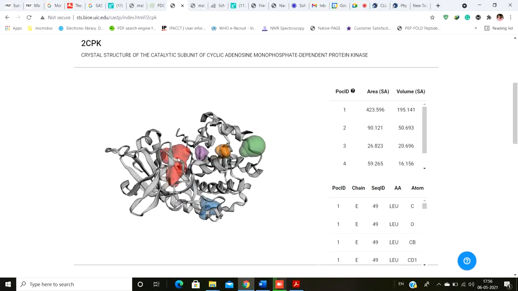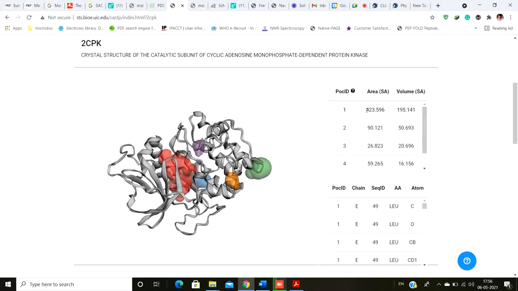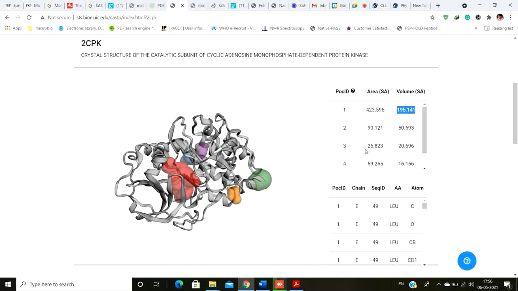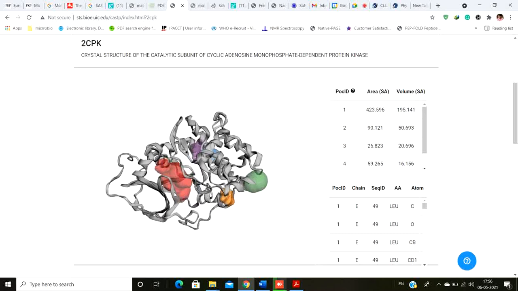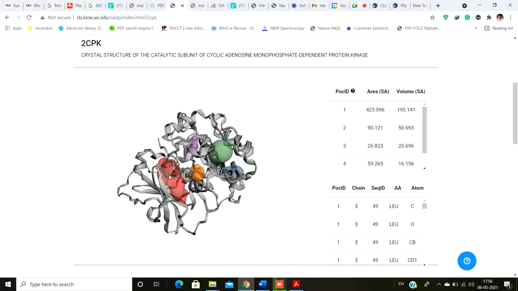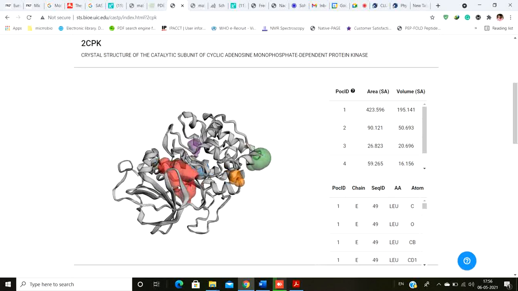Now the first pocket, obviously the red region, has an area of 423.56, and this is the volume, in cubic angstroms. Obviously, if you want any ligand to bind here, the volume of that ligand must be less than that, because if you design a ligand larger than this particular volume, it will fail to enter this pocket.